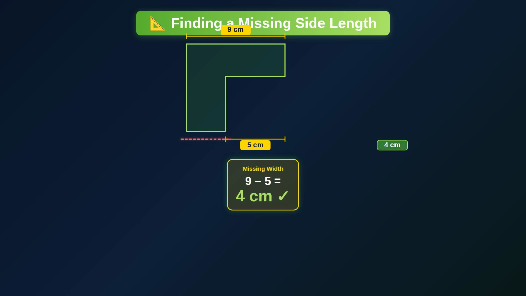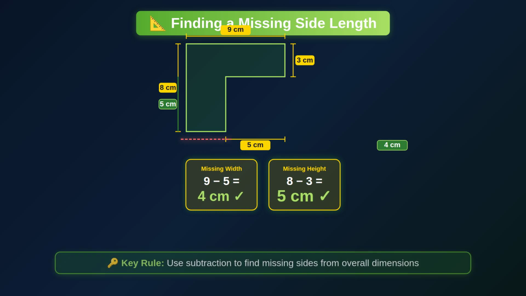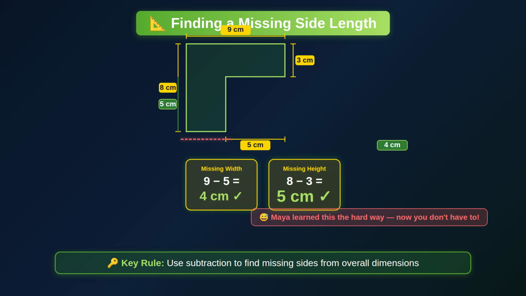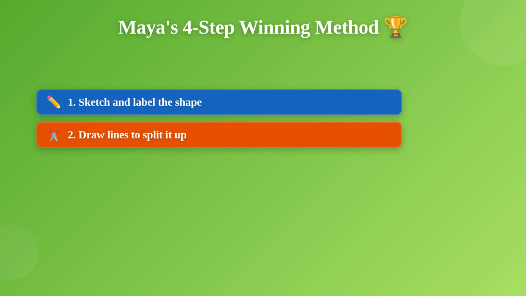This one trips a lot of students up, finding a missing side. Look at this L shape. The total width across the top is 9 centimeters. The bottom piece only extends 5 centimeters to the right. What's the width of the left part of the bottom? Well, 9 minus 5 equals 4 centimeters. That's our missing side. The total height is 8 centimeters on the left, and the right section is 3 centimeters tall. So the left bottom section's height is 8 minus 3, which equals 5 centimeters. Always use subtraction to find missing sides from the overall dimensions. Maya learned this the hard way. Now you don't have to.